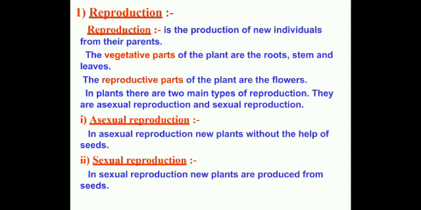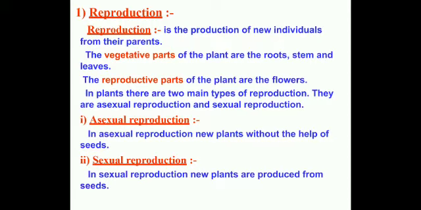Now coming to reproduction. Reproduction is the production of new individuals from their parents. This reproduction is similar in plants as well as in animals. But as far as plants are concerned, there are basically two types of reproduction. First is asexual and second is sexual reproduction.